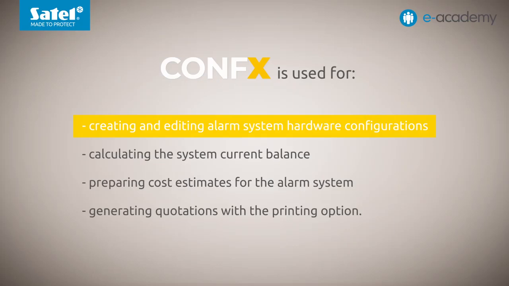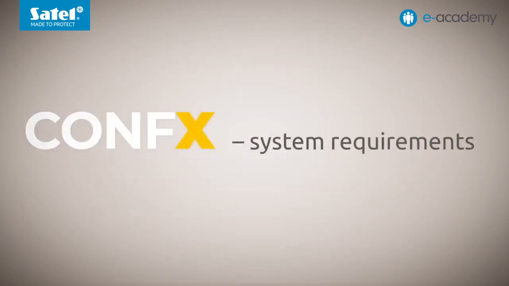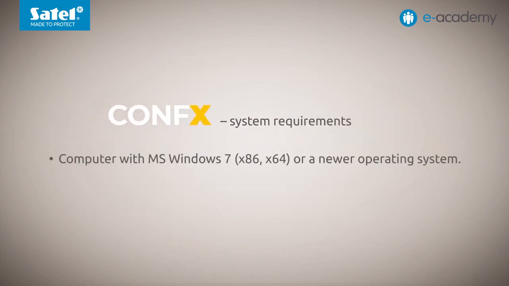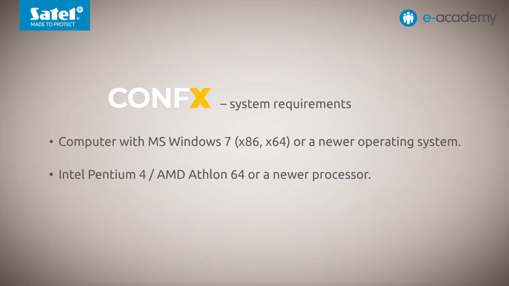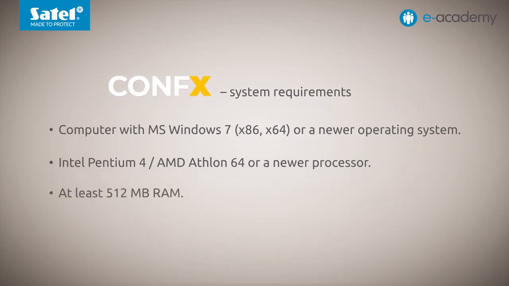Before you start using the program, check whether the machine on which you will be working meets the system requirements. A computer with Windows 7 or a newer system is required. This hardware should be equipped with Intel Pentium 4, AMD Athlon 64, or a newer processor, and should have at least 512 megabytes of RAM.